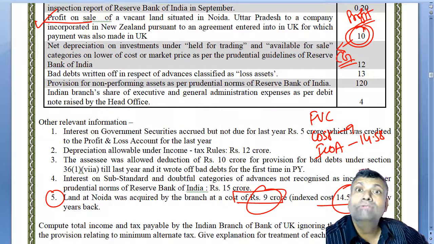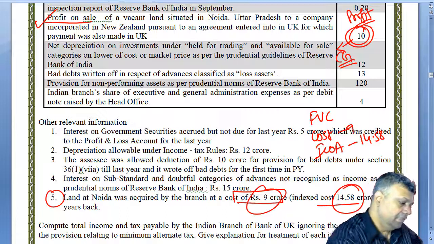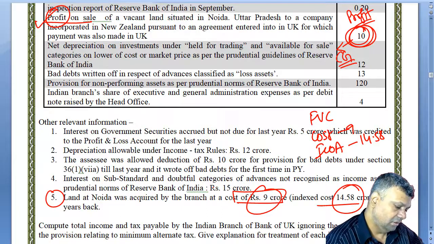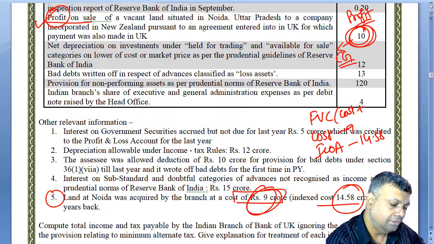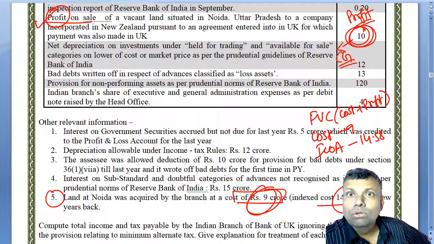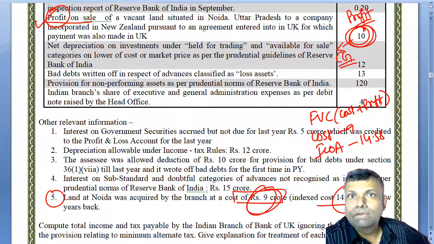But what is going to be the full value of consideration? For the full value of consideration, you need the selling price. But this is only a profit. And this is your cost. Where is your cost gone? 9 crores. So our selling price is going to be the cost plus profit. That's one small little catch. This is going to be your actual full value of consideration, logically called the sale price.